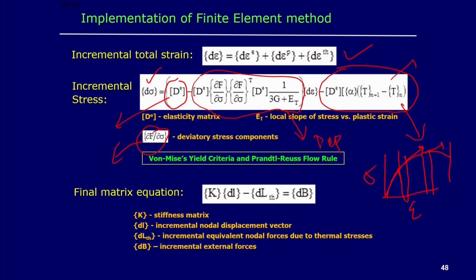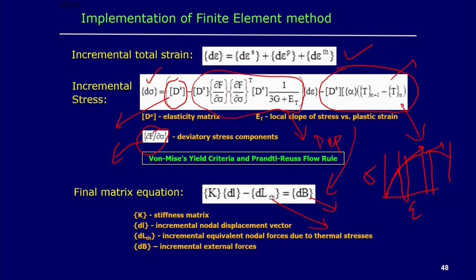And then the final matrix can be written in terms of the stiffness matrix K, where d u is the incremental nodal displacement vector, d f is the incremental equivalent nodal force due to the thermal stresses, and d b is the incremental external force, if any is present. If there is no external load, then it simply becomes 0. That means we finally represent the equation in the form A x equal to b in matrix form, in terms of the stiffness matrix, and when we solve it, we are able to find the incremental value of the nodal displacement.